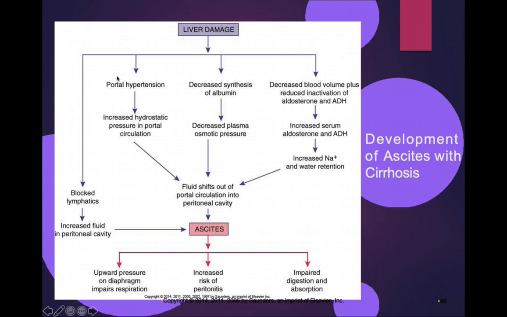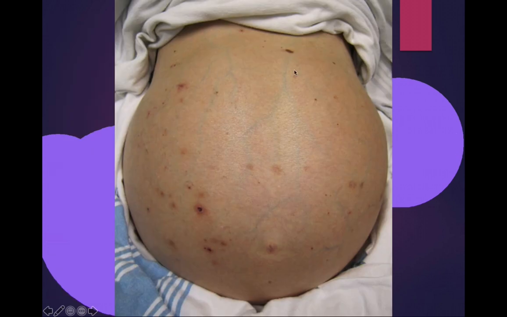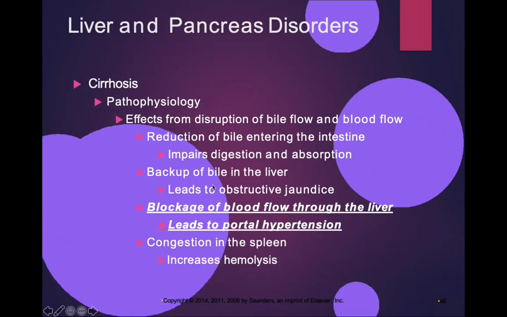Right? When there's liver damage, you get portal hypertension. You get this increased hydrostatic pressure in the portal circulation, and fluid shifts out of the portal circulation into the peritoneal cavity. When that happens, you get this large belly that puts pressure on the diaphragm. You get the increased risk of peritonitis. It's going to impair digestion. It looks like this. You see, look at all the superficial veins. This is huge, right? It looks like a pregnancy, but it's not. This is fluid. This is distension. This is ascites. Okay, let's go back.